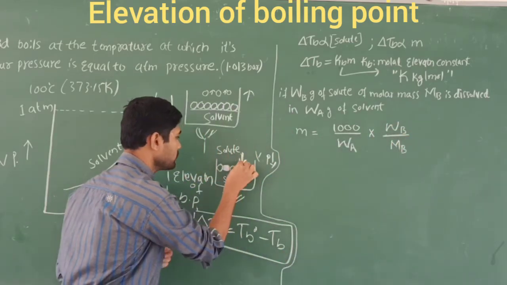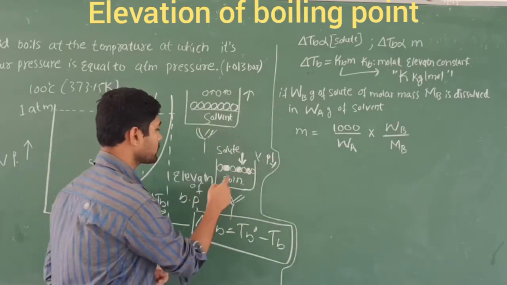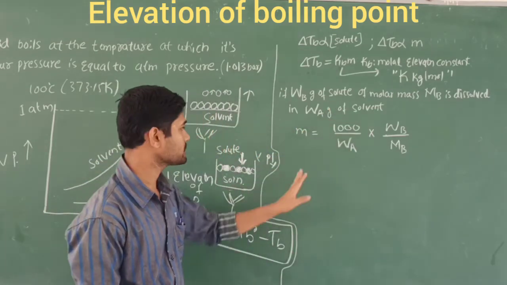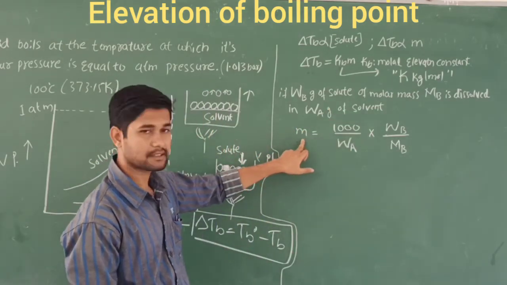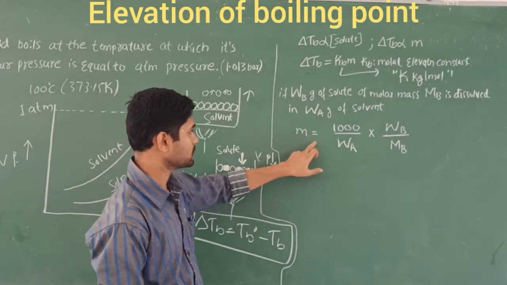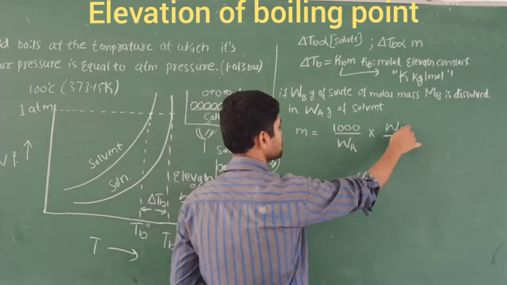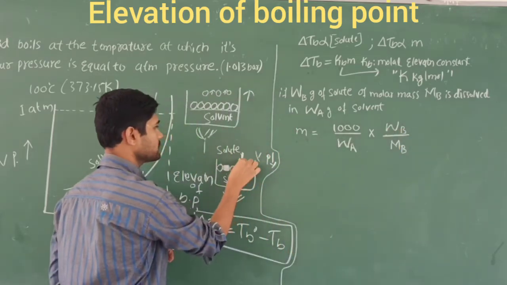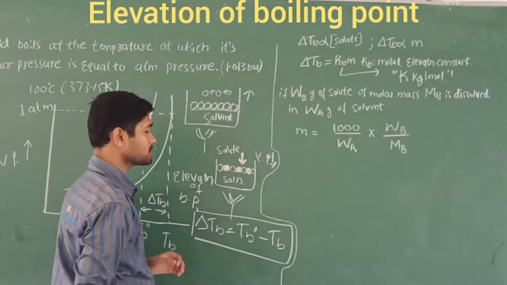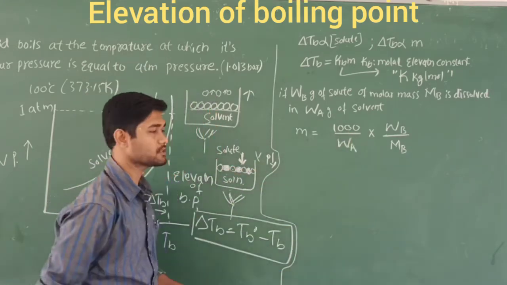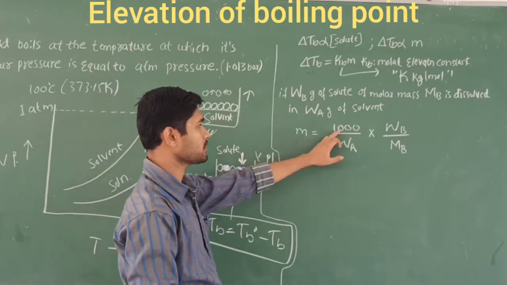This solute is going to be dissolved in Wa gram of the solvent. That is called molality. It is nothing but, just remove this 1000, the weight of the solute with respect to its molar mass, which must be dissolved in Wa gram of the solvent. That is called molality. Why am I going to take this 1000?